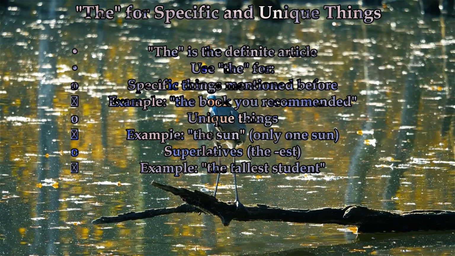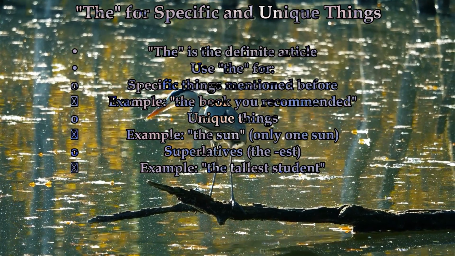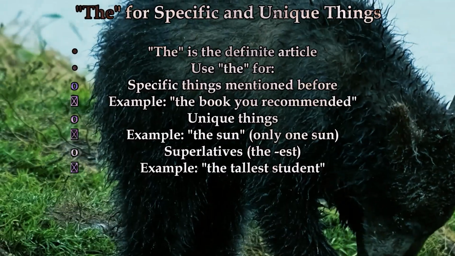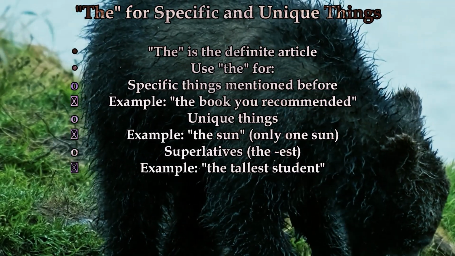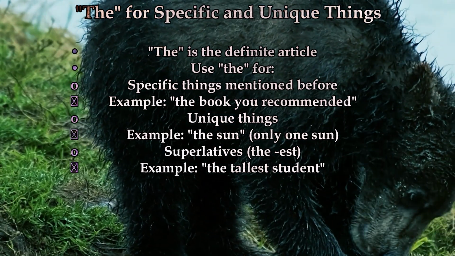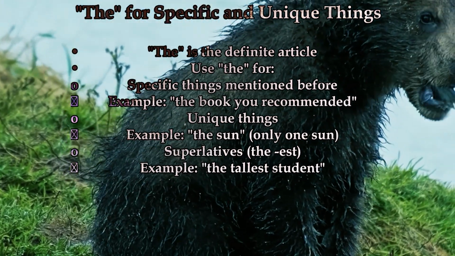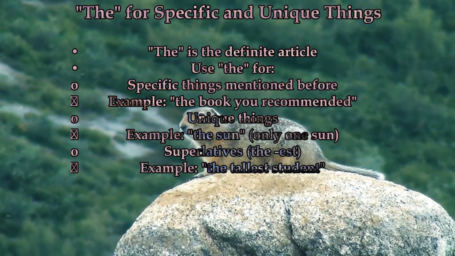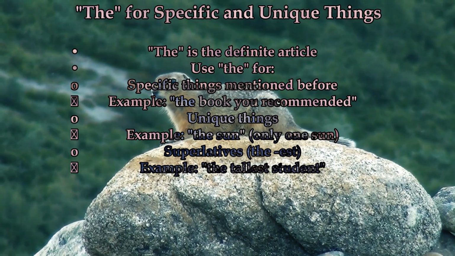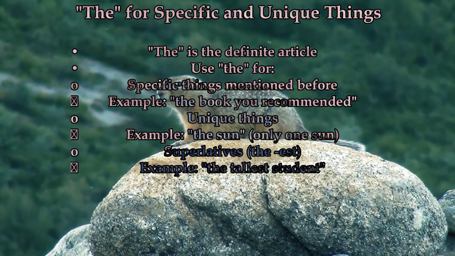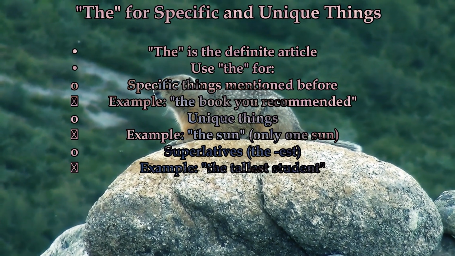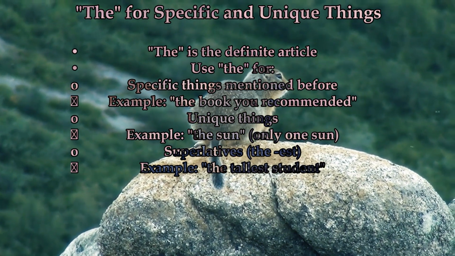Consider these examples. In the sentence, I'm reading the book you recommended to me last week. The is used because a specific book has been mentioned before. In the sentence, she's the fastest runner on the team. The is used because we're talking about a specific person on a specific team. In the sentence, the sun is shining brightly today. There's only one sun, so we use the. In the sentence, he's the tallest student in the class. The is used because we're referring to a superlative, the student who is taller than all the others.